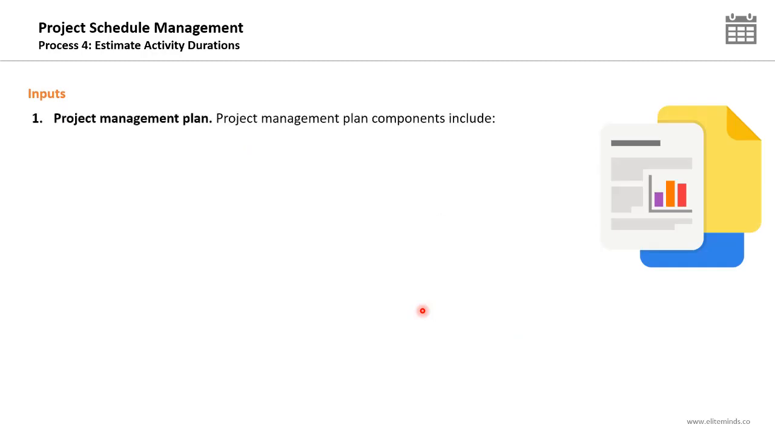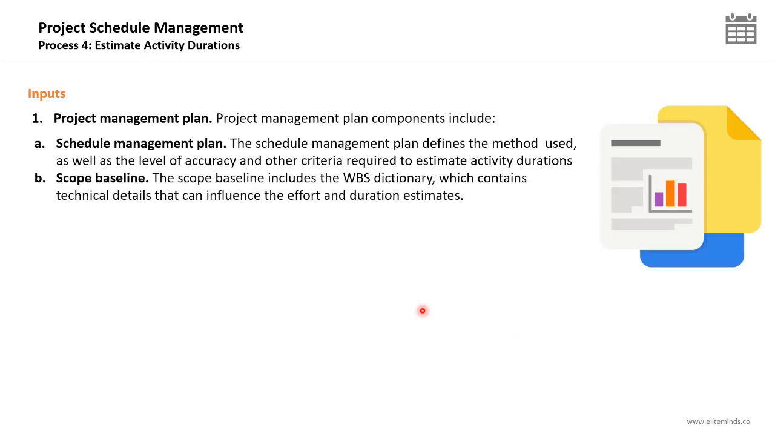So the first input we will need to estimate the activity durations is the project management plan. Mainly, we will need the schedule management plan and the scope baseline. The schedule management plan defines the method used as well as the level of accuracy and other criteria required to estimate the activity durations. How we are going to estimate the activity durations, what techniques we will be using, what level of accuracy we need to achieve. All this was documented in the schedule management plan. Therefore, it's an important input to this process.